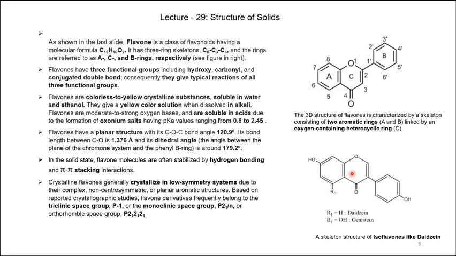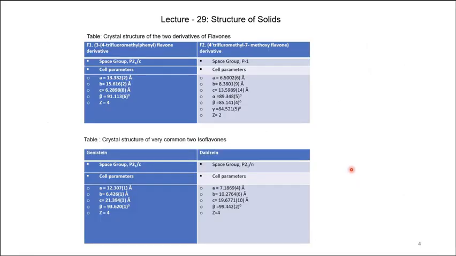Okay, this slide shows us there are many derivatives of flavones and isoflavones. I just take 2 derivatives of flavones and 2 derivatives of isoflavones and give their structural properties.